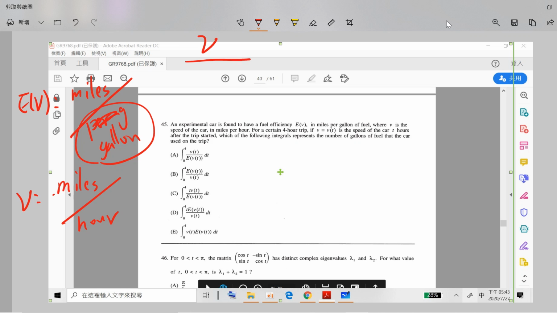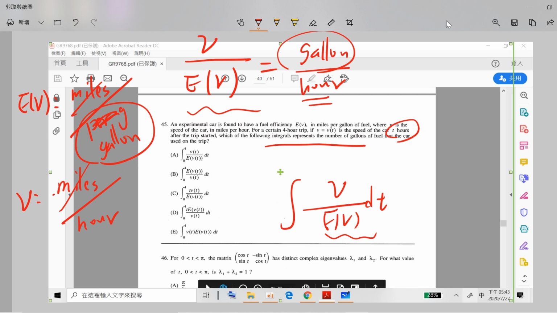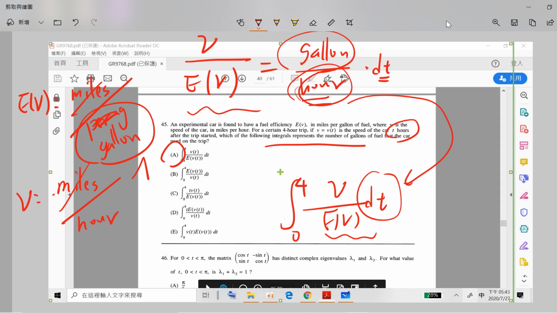So when you use V divided by E of V, you'll see the miles cancel, and this is the gallon per hour. So how many gallons we use is basically the integral of V over E of V dt, because this is the hour. So we need to multiply by some tiny units, and from 0 to 4. So due to the unit analysis, we can easily see the answer should be A.